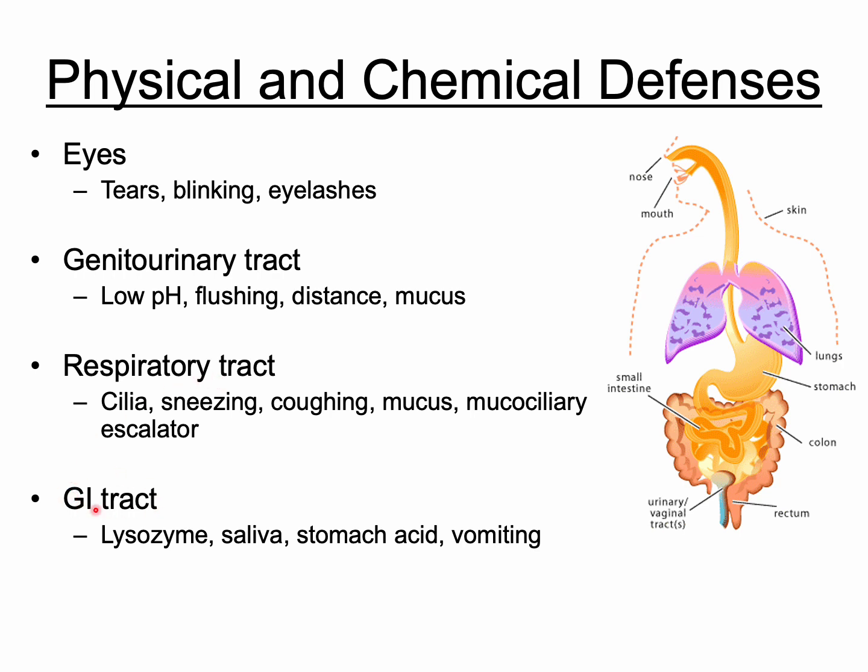And then finally, the GI tract or digestive tract. So this also has that special enzyme lysozyme. This is going to be present in our saliva and different secretions within the GI tract. And then also your stomach. Your stomach is a very acidic environment that is going to prevent microbes from surviving once it gets to the stomach.